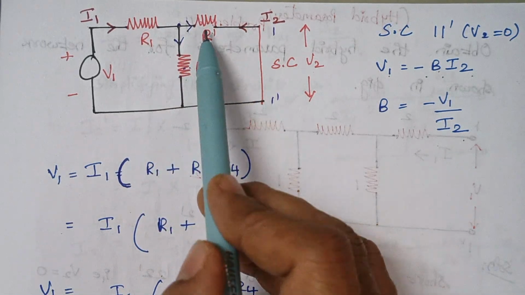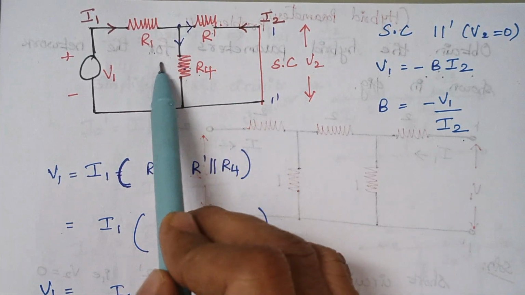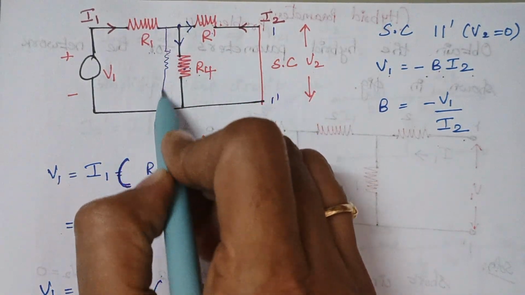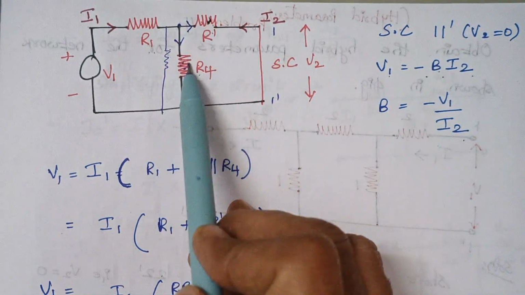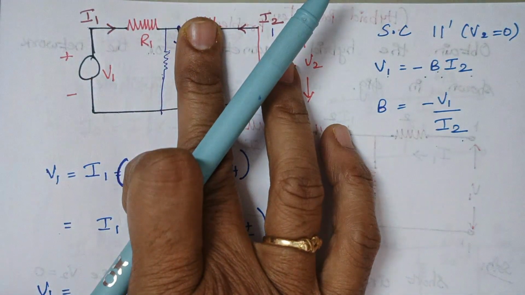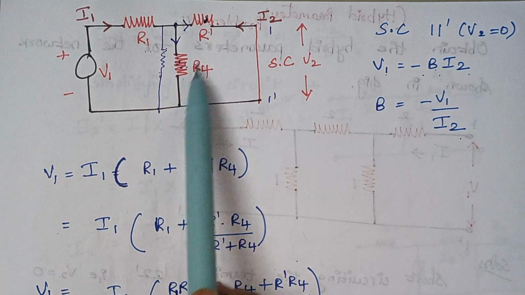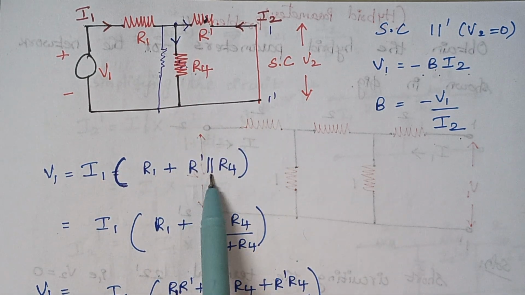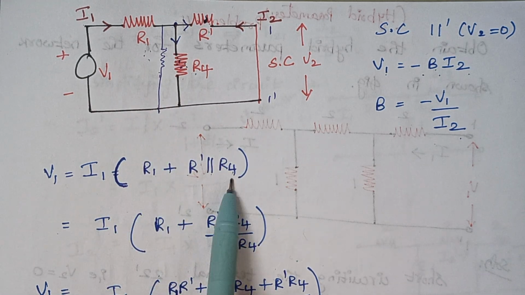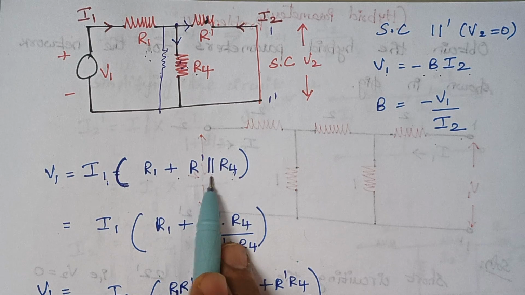R1. Because when you simplify this combination, these two resistors are replaced by a single resistor here. Then this resistance and this resistance will come in series, right? We have simplified these two resistors as this single resistor. So once this is done, then these two resistors are connected in series. So V1 is equal to I1 into these two resistors are parallel. So R1 parallel with R4 and that combination is in series with this R1. So this is written as V1 is equal to I1 into R1 plus R dash parallel with R4.